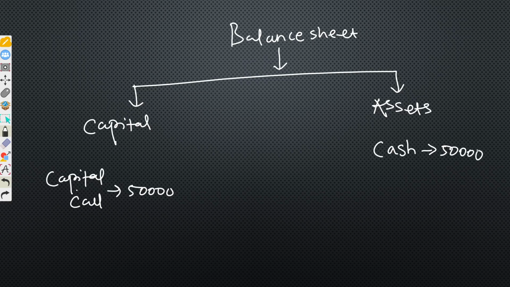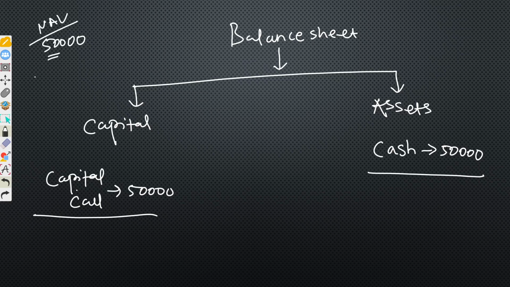Now, if I ask you to compute NAV, of course your NAV would be only 50,000. Why? Because you haven't even invested and you haven't paid any expenses as well. So generally NAV is the capital value. Whatever capital you have, you can still see the capital balance available in your bank account. In this case, your NAV would be 50,000.